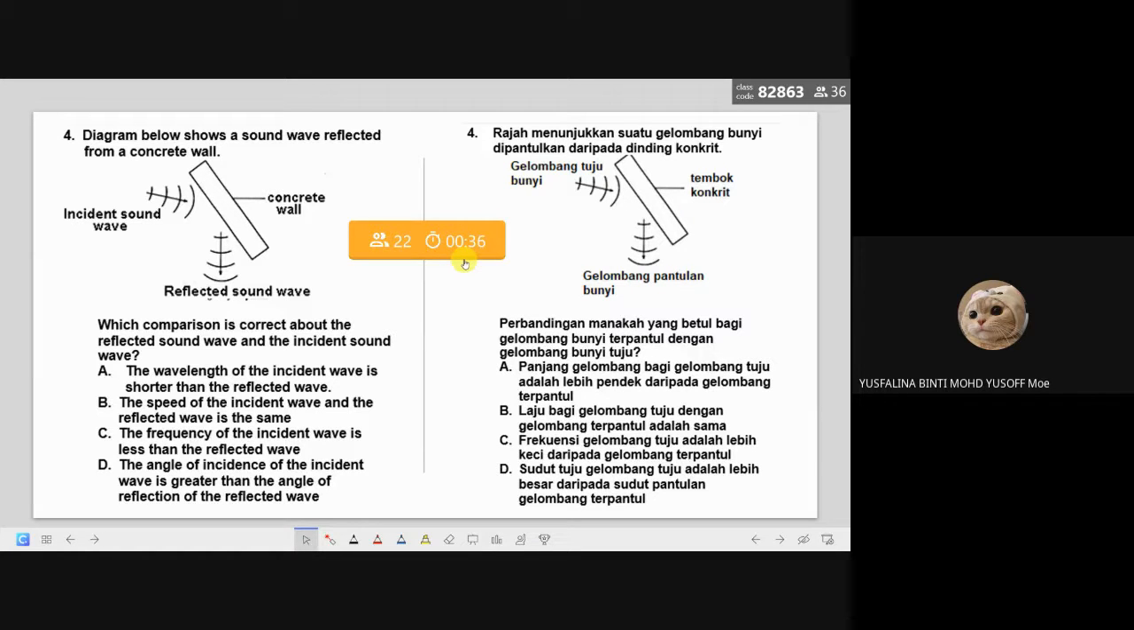So it says here, which comparison is correct about the reflected sound wave and the incident sound wave? You have to know that reflection does not occur only for water waves. It can also occur for sound waves and also for light waves. Light is actually an example of a wave, but that one is an electromagnetic wave, and an electromagnetic wave is an example of a transverse wave.